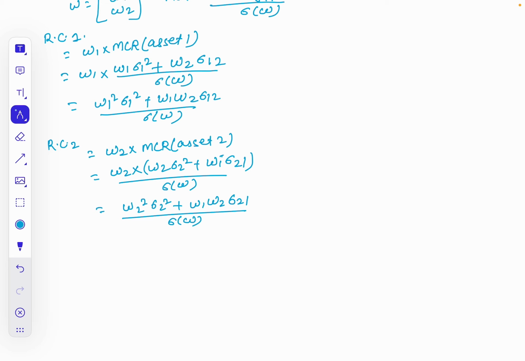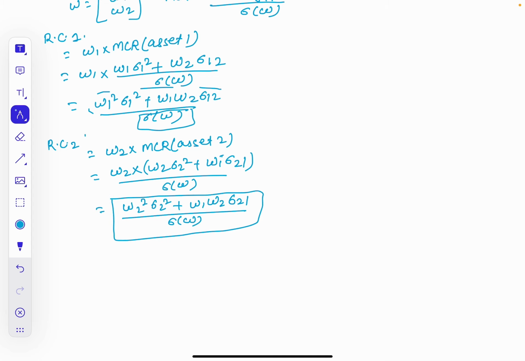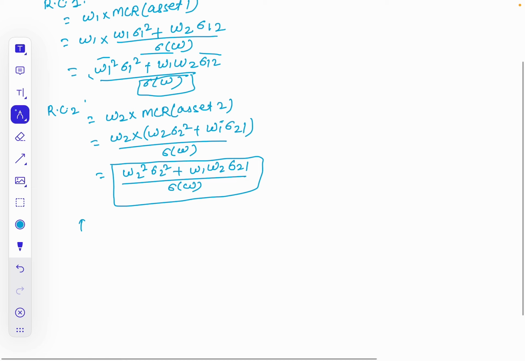So sigma w is the total risk, okay, and this one is the total risk contributed by the asset i. So the top one is the risk contributed by asset 1, and this one is the risk contributed by asset 2. So now according to this parity based portfolio optimization, RC1 should be equal to RC2, right? Then only the assets will have equal risk contribution.